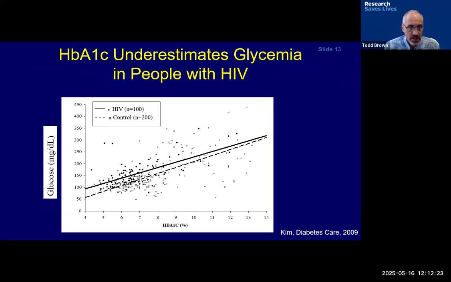This is a study that's old at this point, but makes, I think, a really important point. They looked at people with and without HIV, looked at the glucose and A1C. Of course, there's a relationship there. The higher the glucose, the higher the hemoglobin A1C. But the relationship differed by HIV status.